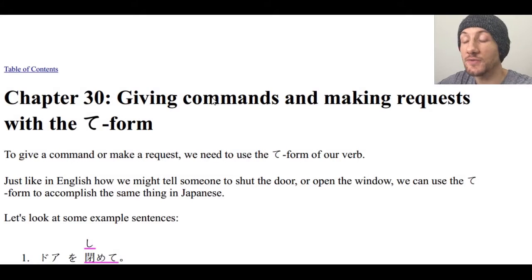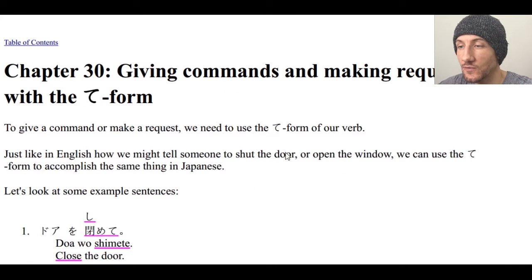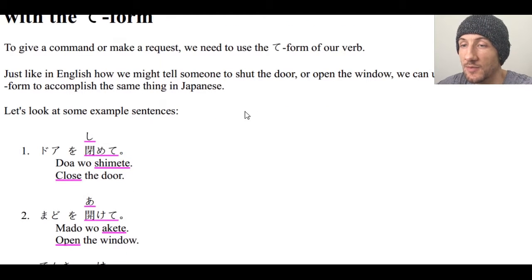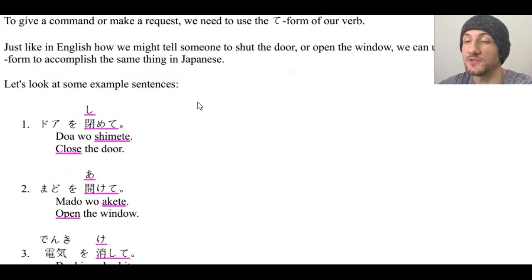So, without further ado, 始まりましょうか。よろしくお願いします。Alright guys, here we are, chapter 30, giving commands and making requests with the te form. To give a command or make a request, we just need to use the te form, which we learned about in the last video in chapter 29. If you haven't seen it, be sure to check that out. But just like in English, how we might tell someone to shut the door, open the window, we can use the te form to accomplish this in Japanese.